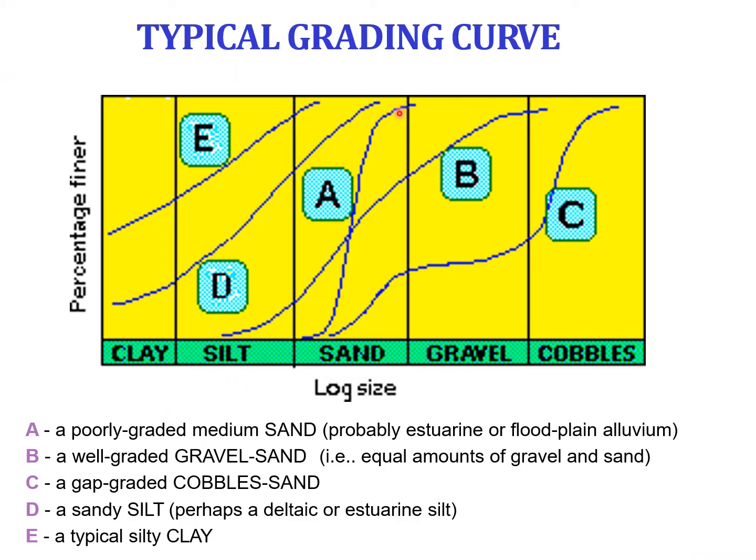First is poorly graded. Second is well graded, B. C is gap graded, because you don't have some of the values for some of the sizes. D is sandy silt, perhaps a deltaic or estuarine silt. D and E are not common, but usually it is A, B, and C. This is a very typical grading curve you always use.